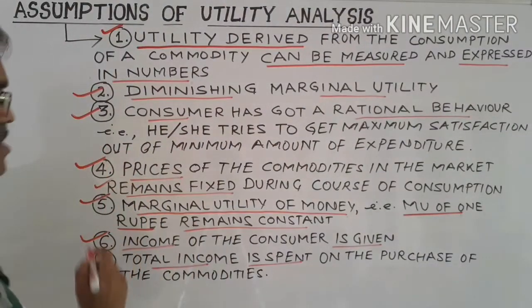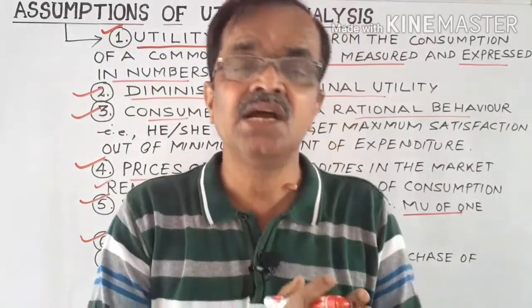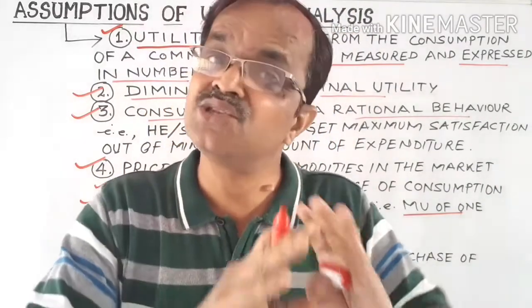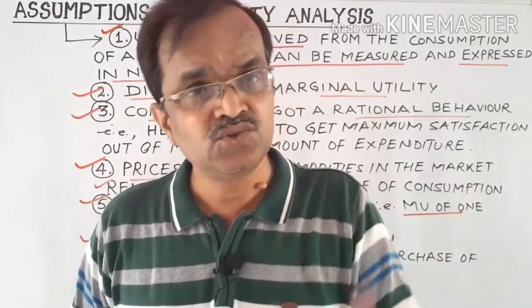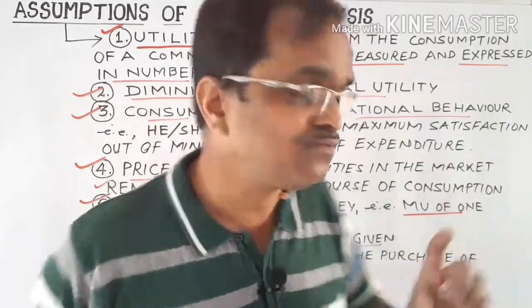And sixth is that the income of the consumer is given, means it will not increase and not decrease; the income neither increases nor decreases during the whole course of consumption. जो भी income है consumer का, जब तक consumption चलता रहता है वो fixed होता है.